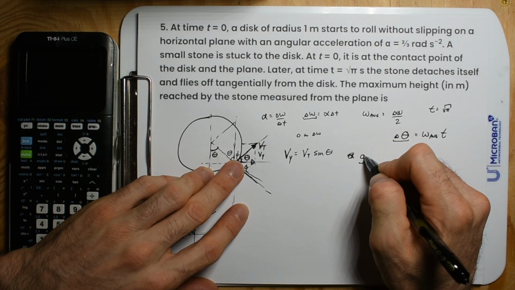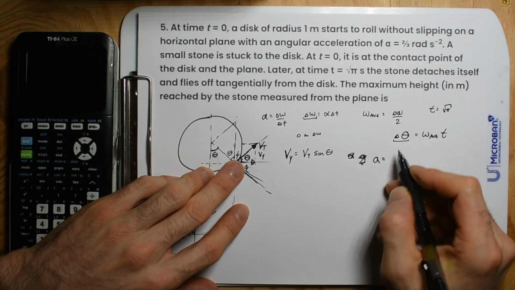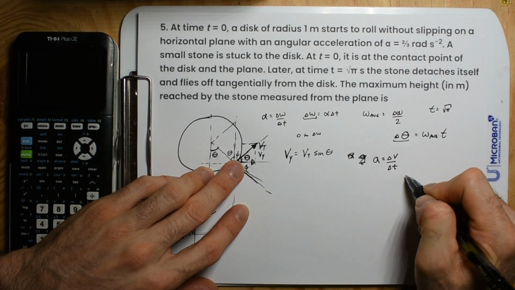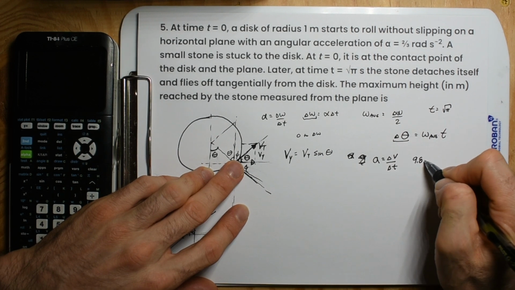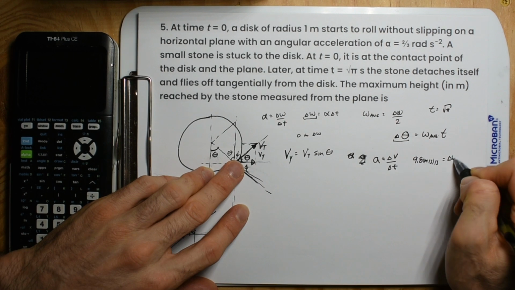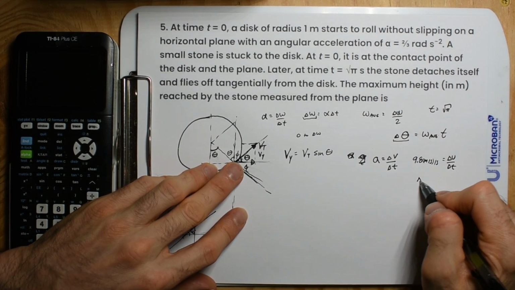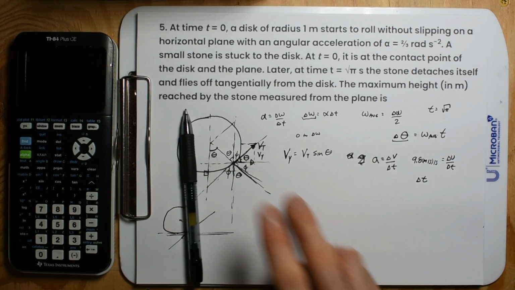And so for the time to change, we're going to say acceleration, the acceleration of gravity. The definition of acceleration is change in velocity over change in time. So this is the equation: acceleration of gravity is 9.8 meters per second per second, and that's equal to change in velocity over change in time. What I want to know is the change in time to go from Vy to 0.